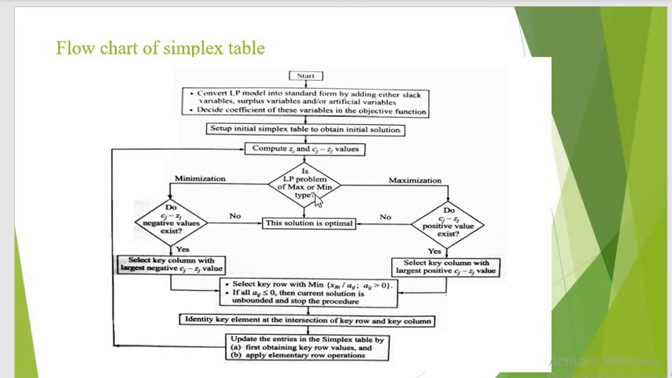And we repeat the procedure by computing Zj and Cj minus Zj values. If the problem is a minimization type, we check whether negative Cj minus Zj values exist. If no, the solution is optimal. Otherwise, select the key column with the largest negative Cj minus Zj value. Then repeat the above procedure.